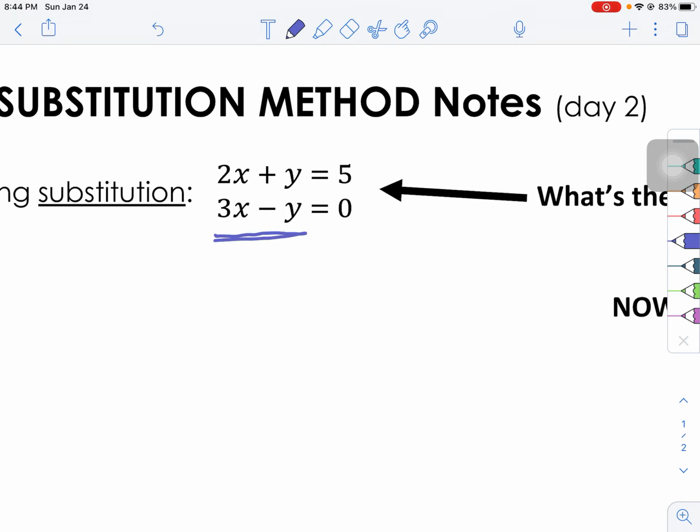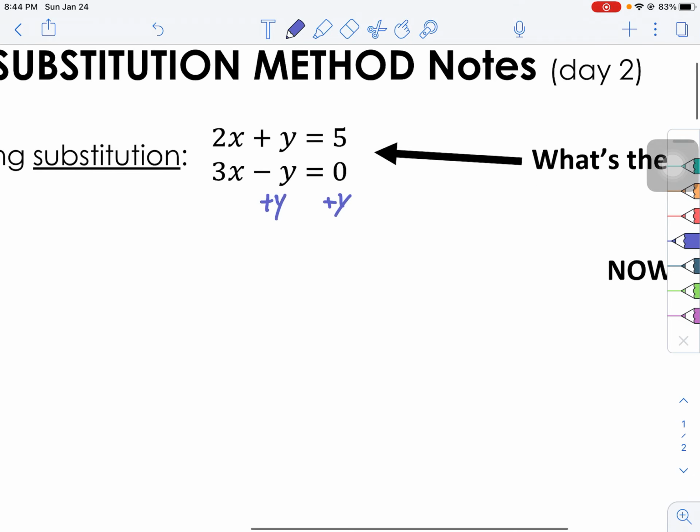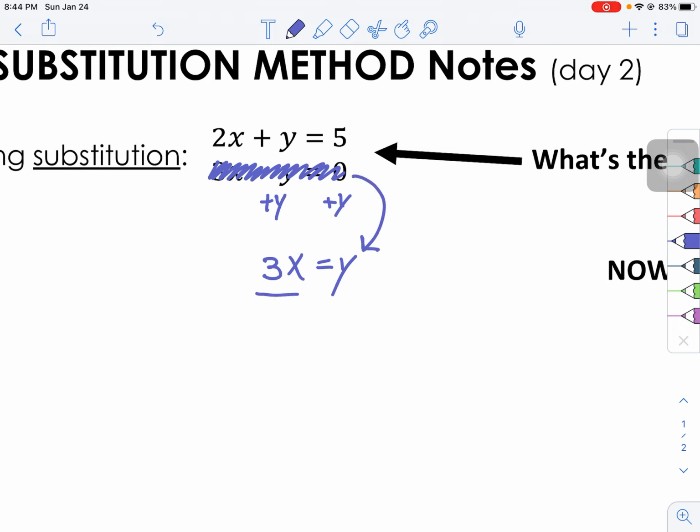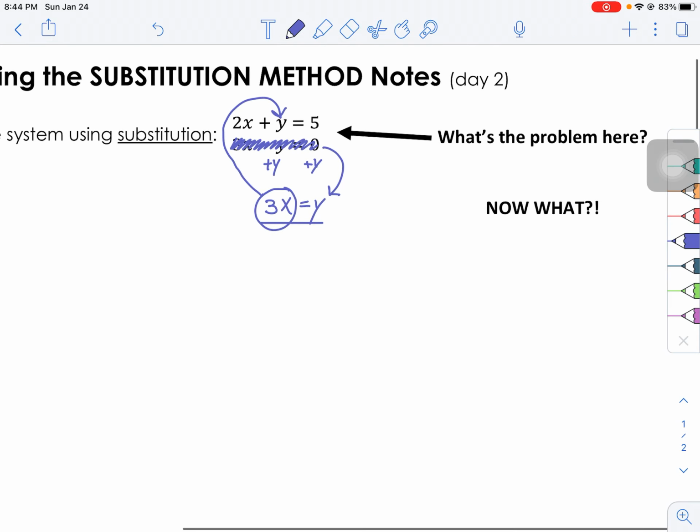In this case, this second equation, it's really easy to just move this y to the other side by adding it. You can see that that gives you 3x is equal to y. So now we're not too concerned about this equation anymore because we changed it to become this equation by adding y. So now we have y is equal to a specific equation. So we can actually substitute this equation in for the y in that first equation there.